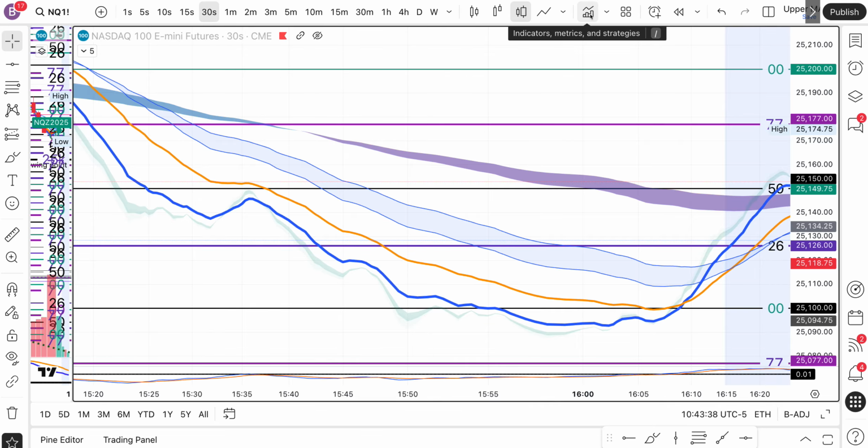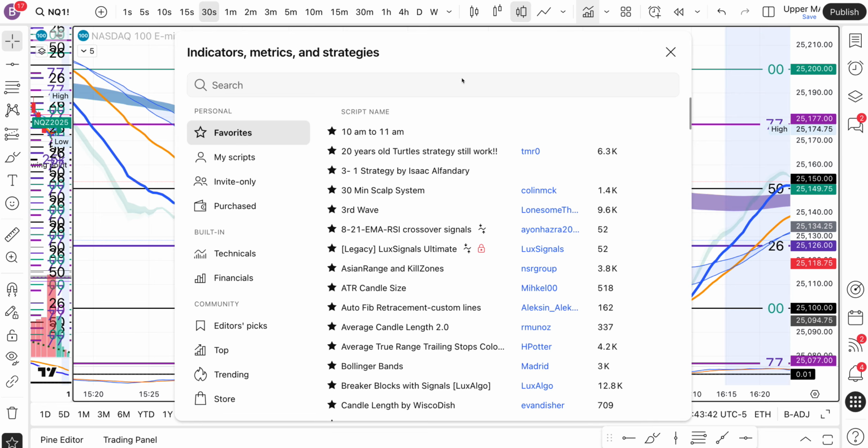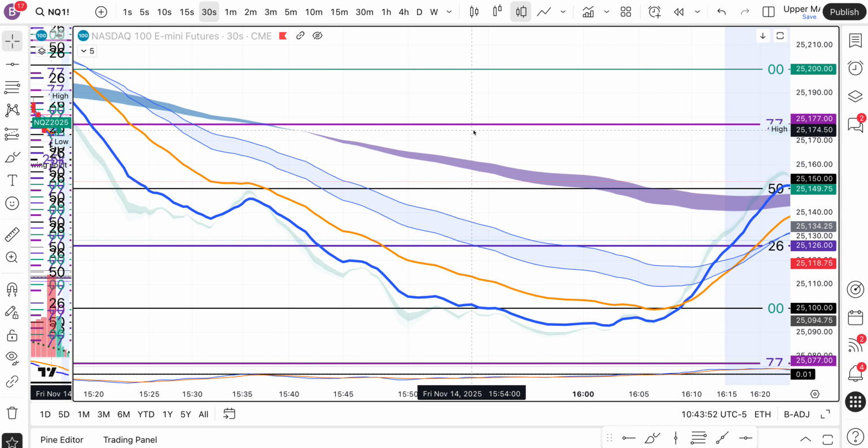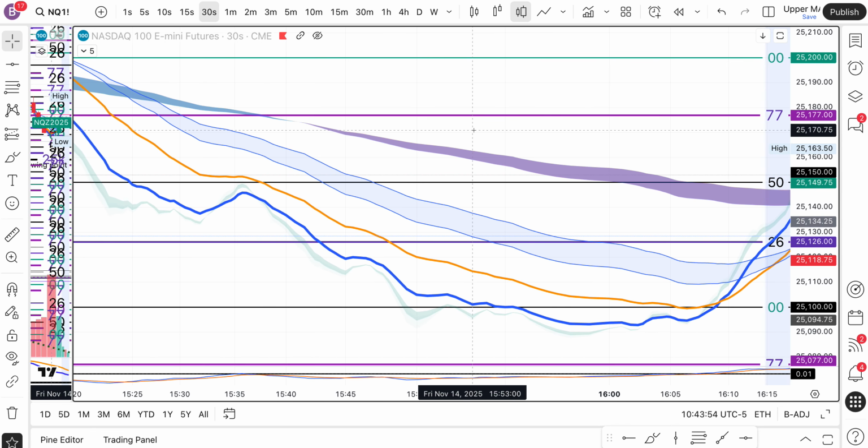If you're not, I'm sure you can find it on your charting package. Indicators, metrics, and strategies, and I use something called customizable daily EMAs. And what I like about this is that they are multi-time frame capable, meaning they support multi-time frames.